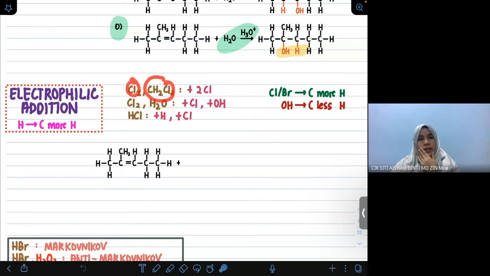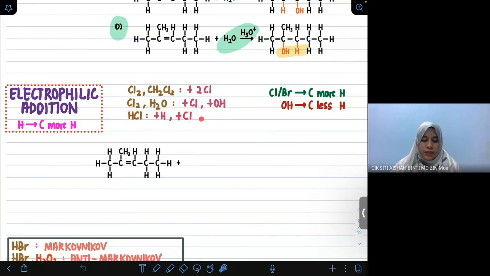So what are we going to add? We're going to add 2 chlorine atoms. When we add 2 identical atoms, it's easier, there's no worry about determining which carbon has more or less hydrogen. But for chlorine with H2O, we're going to add a chlorine atom from chlorine, and from H2O we're going to add an OH. Okay, so the last one is HCl. HCl is straightforward: we're going to add 1 hydrogen and 1 Cl.